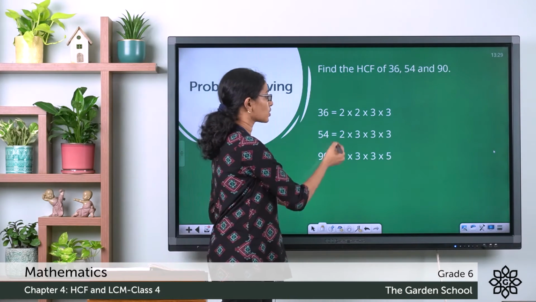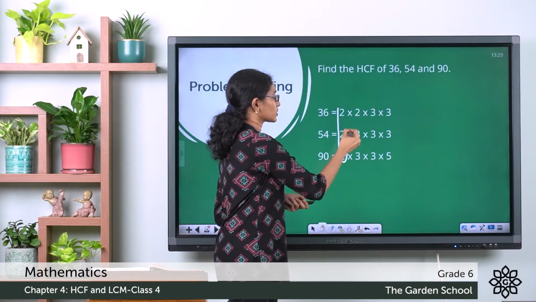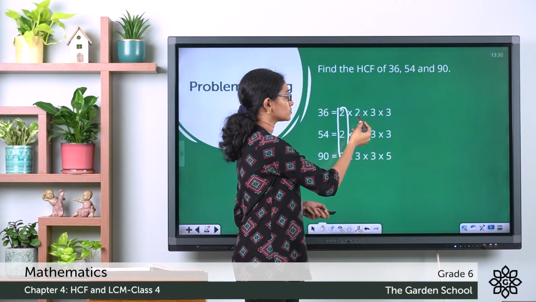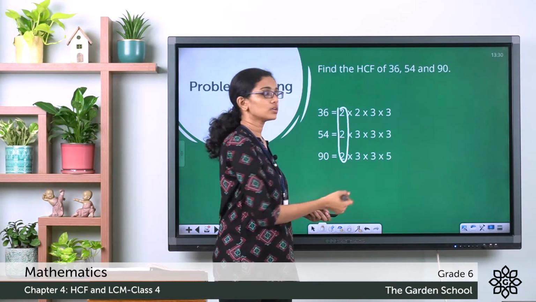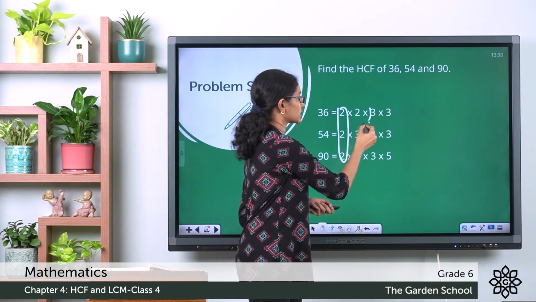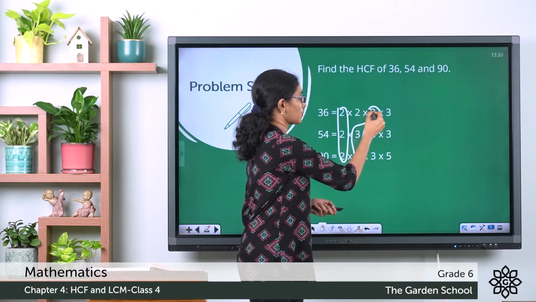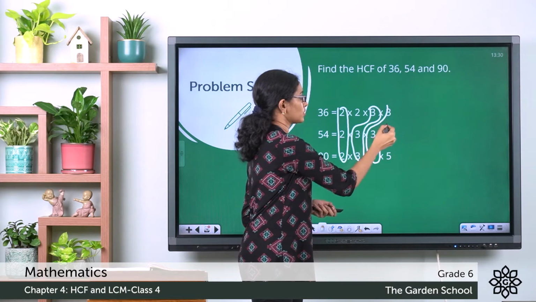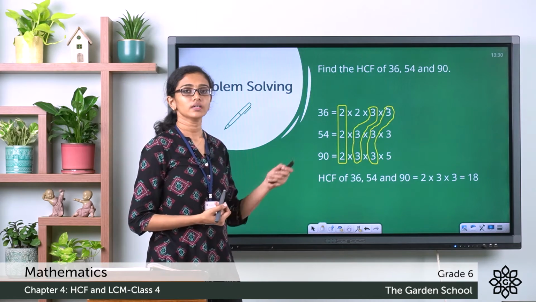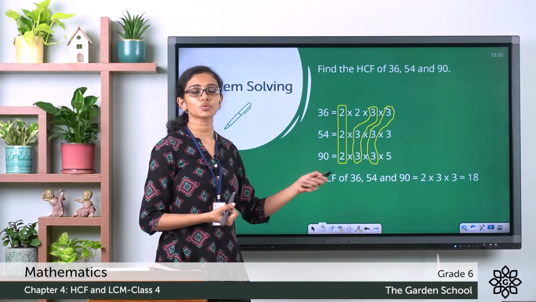So is this 2 common to these numbers? Yes. So you can group it. Now what about the next 2? No. There are no more 2's as prime factors for the other 2 numbers. So what about this 3? Yes. This 3 is common and you can take one more 3 as a common factor. So here you have the common prime factors grouped.